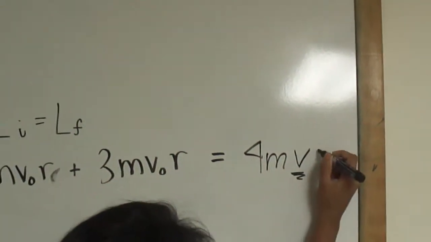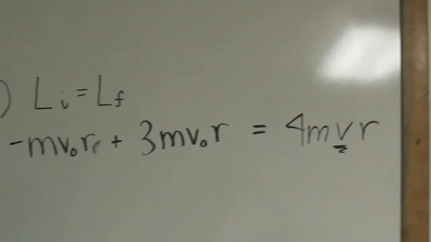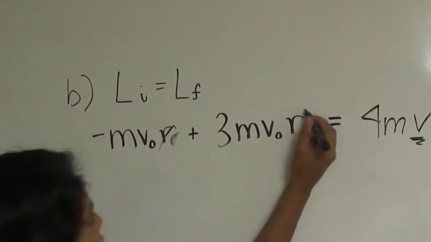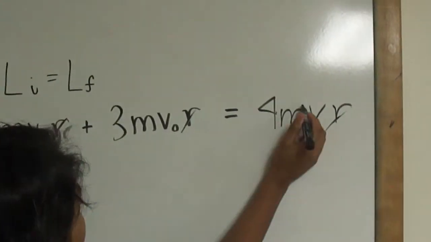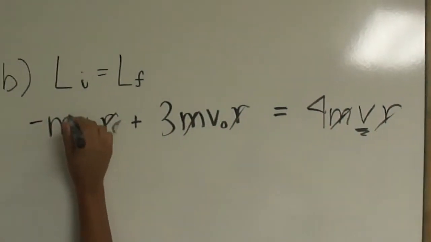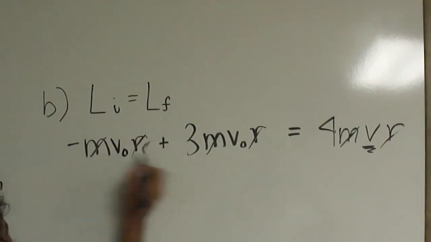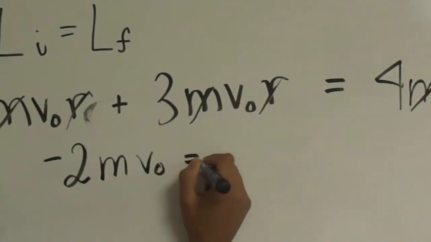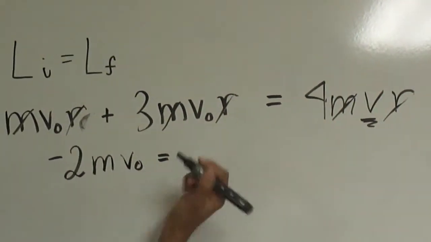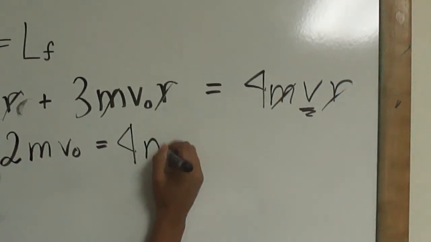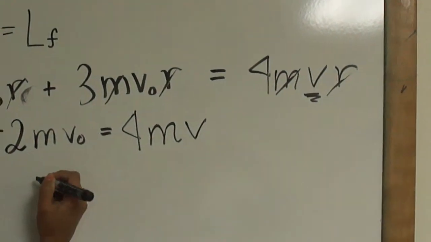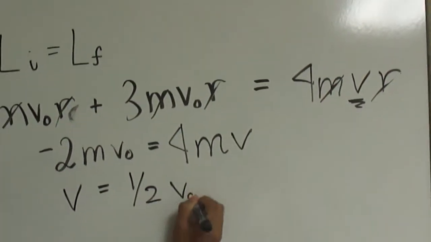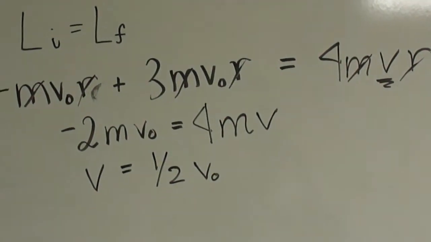This is what we're looking for, v, times r. The r stays the same. We can cross out the r's. We can cross out the m's. And then we simply get 2m v initial equals 4m v. We solve out and we get that v is equal to 1/2 v initial. This is by the conservation of angular momentum.